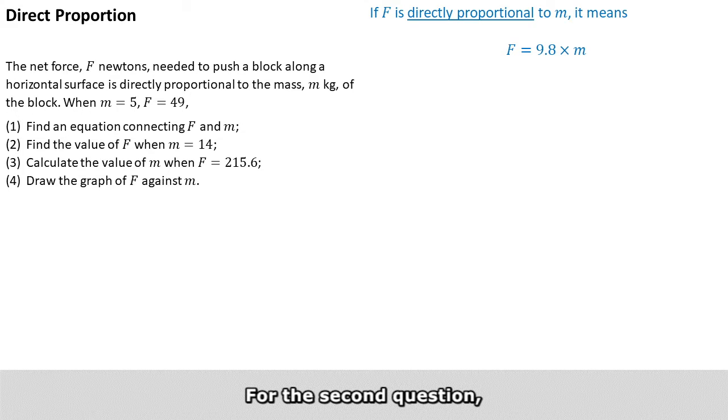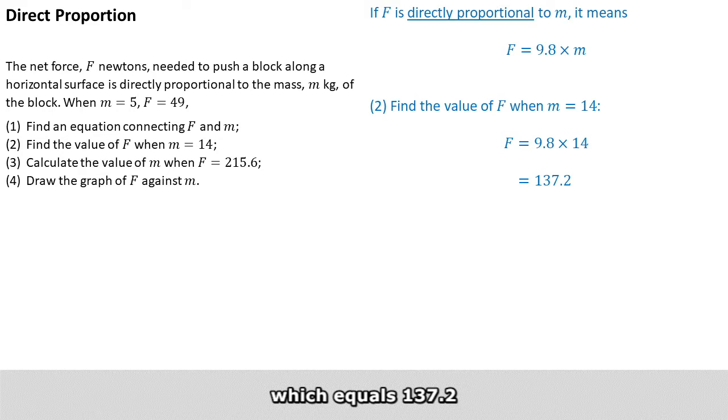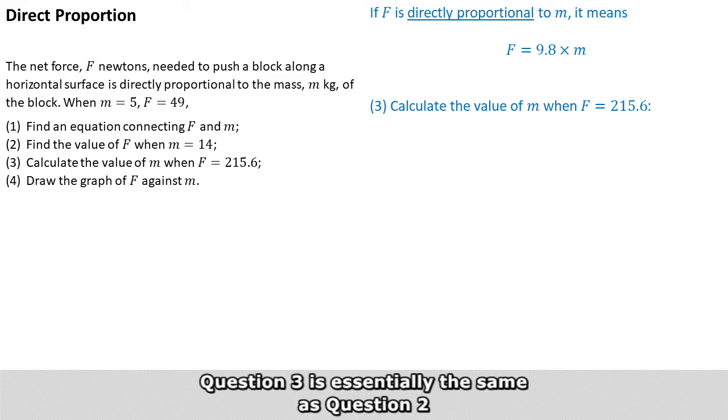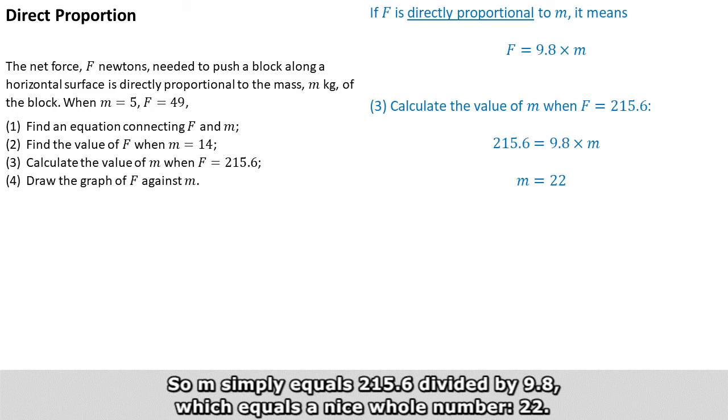And for the second question, all we have to do is to replace m with 14 and calculate f, which equals 137.2. Question 3 is essentially the same as question 2, except that we are given f and we need to figure out m. So m simply equals 215.6 divided by 9.8, which equals a nice whole number, 22.